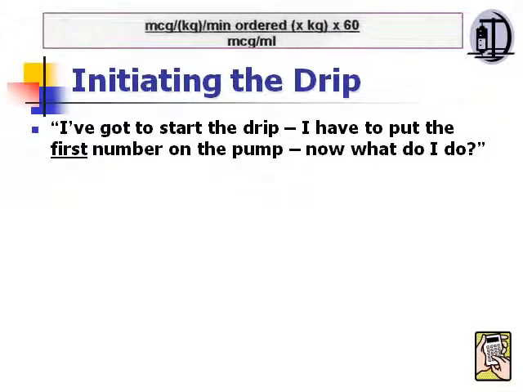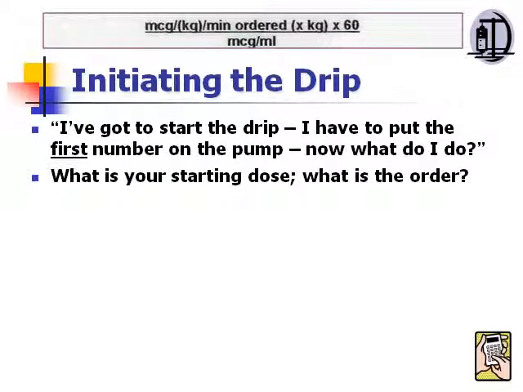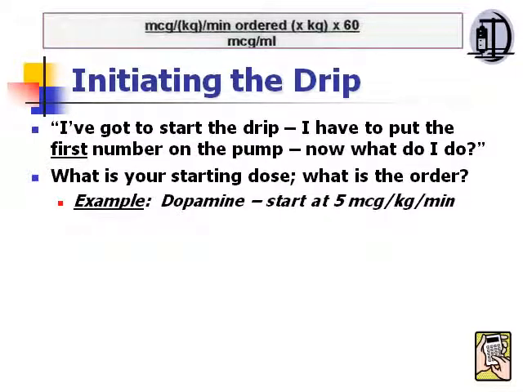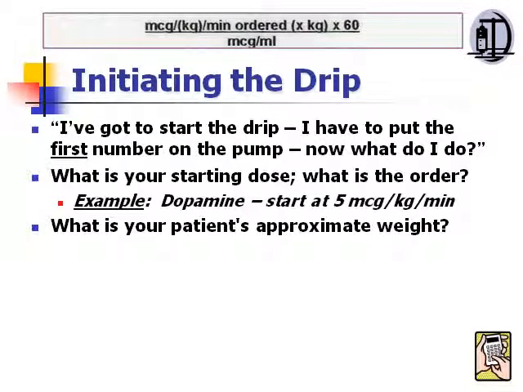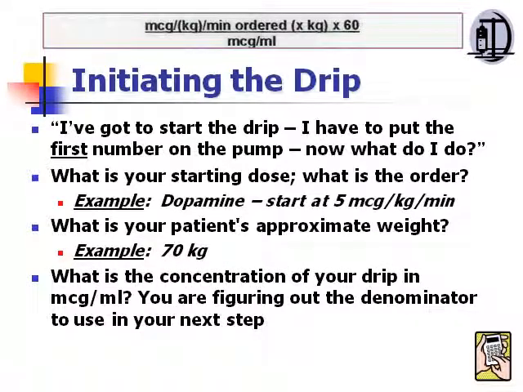All right, so now you've initiated the drip, and you have to put in the number now on the pump. So what's your starting dose? What's the order? For example, if you have an order to start dopamine at 5 mics per kilo per minute, what is your patient's approximate weight? Because if it's dosed in kilos, you need to know that. And what is the concentration of the drip in micrograms per ml?